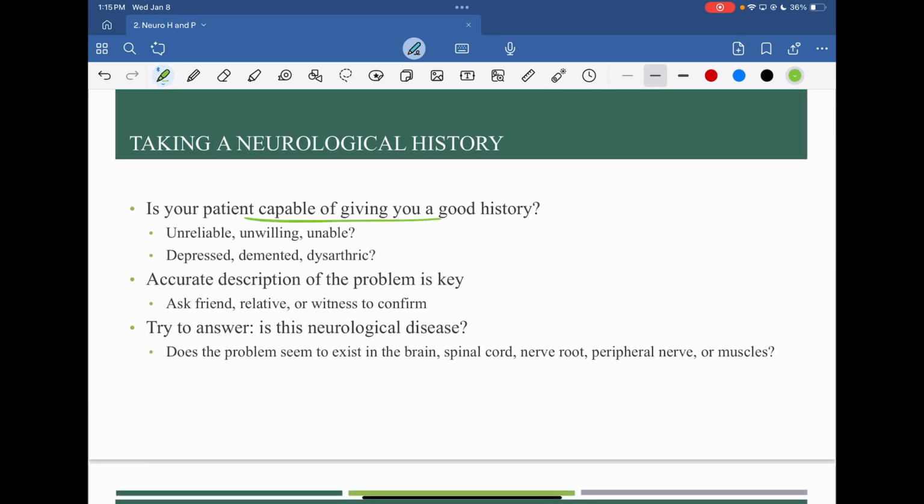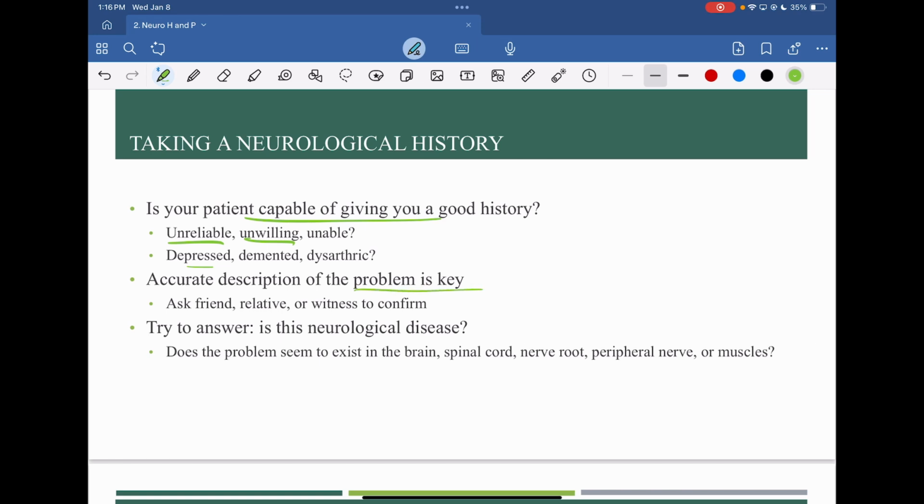Is the patient even capable of giving a good history? If they're not, don't do anything else with the patient because you can't trust what they're saying. Then you have to talk to the family members, especially if they come in confused, obtunded, delirious. You're not going to get anything out of that patient. Don't even bother. Talk to family members. Are they unreliable? Are they unwilling? Can they not? What's their affect like? Accurate description of the problem.